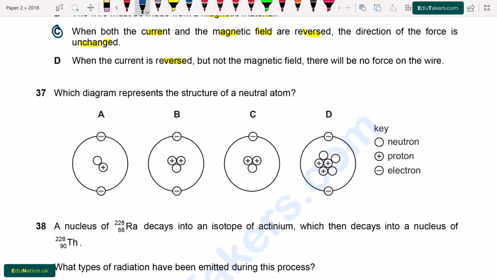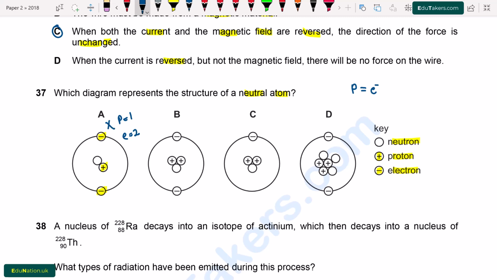Question number 37. Which diagram represents the structure of the neutral atom? In the neutral atom, the number of protons should be equal to the number of electrons. First of all, we check the number of protons and electrons in each of these options. Here it is given that neutron is shown by the blank circle, proton is shown by the positive, while the electron is shown by the negative. In option A, there are 2 electrons and a single proton. I write here proton is 1 while the electrons are 2. So this is not a neutral atom because the number of protons is not equal to the number of electrons.